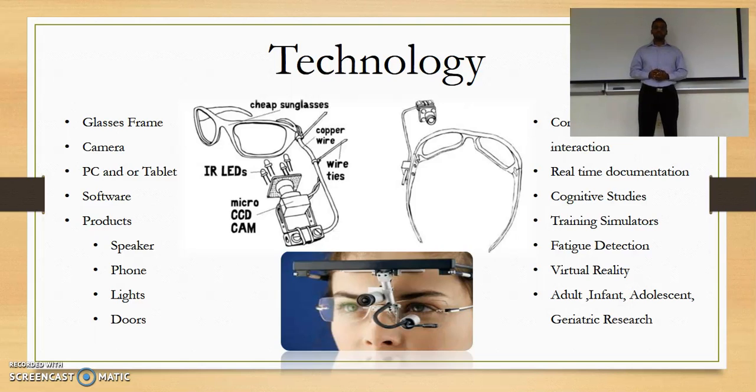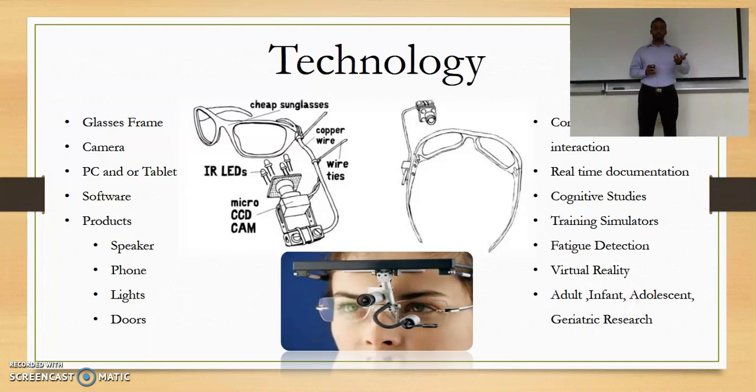When it comes to the technology section, as you can see in the middle of the slide, this is what makes up the eye tracker. It comes in 5 pieces: the glasses frame, camera, tablet or a PC, software, and products that can be used with the eye tracker. The glasses frame mounts the camera, which tracks the eye movement, which translates to the icons on the tablet or a PC, which executes the command using the software.